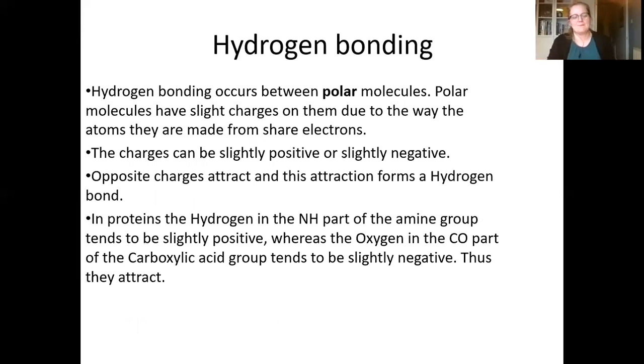Quick recap again: hydrogen bonds occur between our polar molecules. Our polar molecules have slight charges on them due to the way the atoms share electrons. They have an uneven share of electrons, which makes them polar, which means that hydrogen bonds are going to form. The charge is going to be either slightly positive or slightly negative. As we know, opposite charges attract, and this attraction forms a hydrogen bond. So in proteins, the hydrogen from the amine group tends to be slightly positive, whereas the oxygen in the carboxylic acid part tends to be slightly negative. Therefore, they attract.